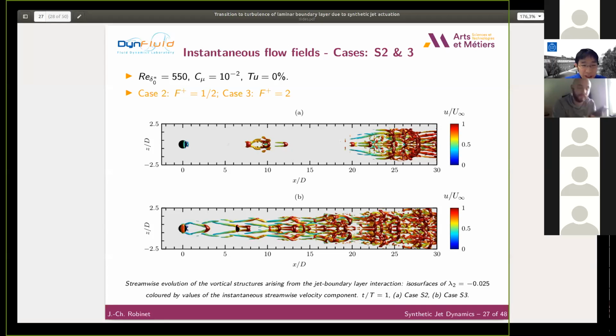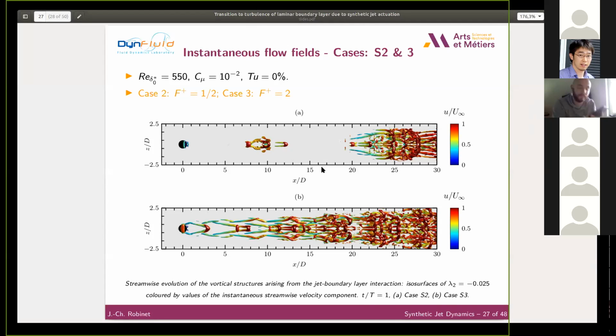Thank you for your explanation and a nice talk. So there is a question in the chat. I reported it. So the question is, can you please comment on the effect of compressibility on this transition dynamics?